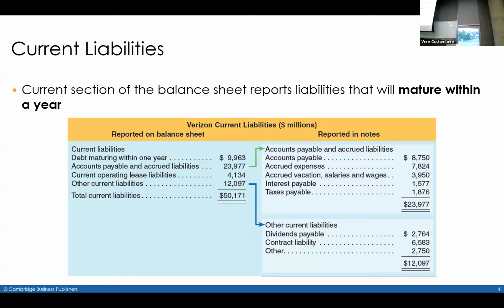So you have kind of two jobs. It's really the same job, but it's broken out in two different time periods. Within the next 12 months, Verizon needs to come up with $9.9 billion, and it's your job as the financial analyst to understand where that money is going to come from. Now, if they have $9.9 billion in cash sitting on their balance sheet, then no problem, right?